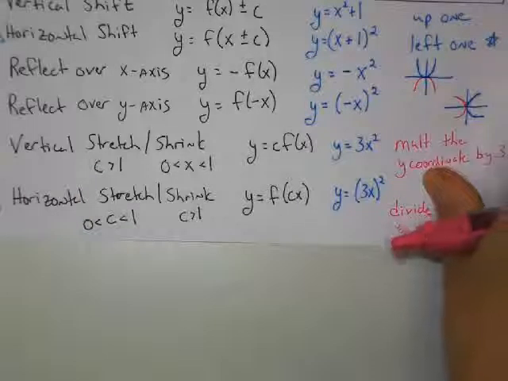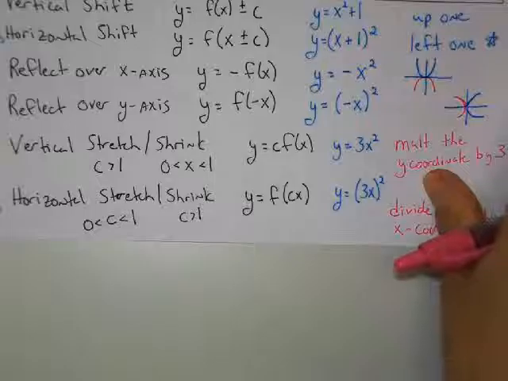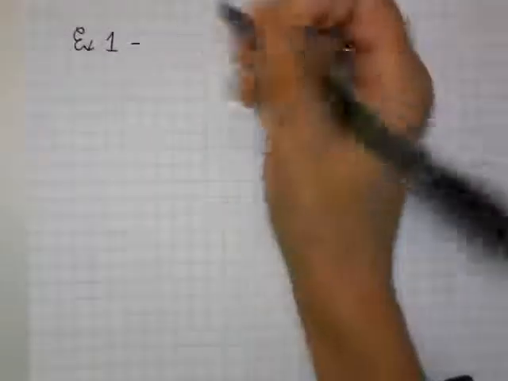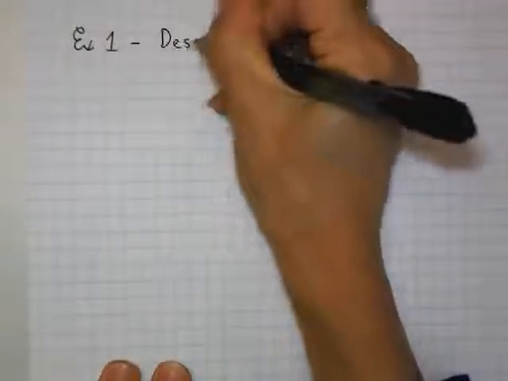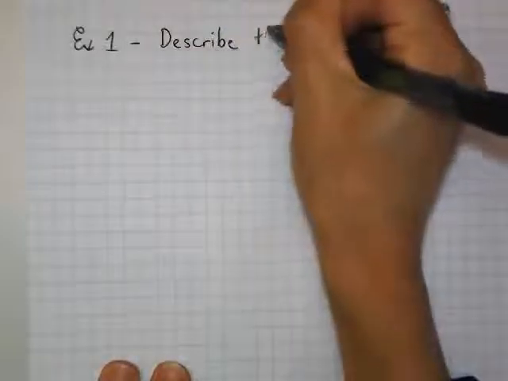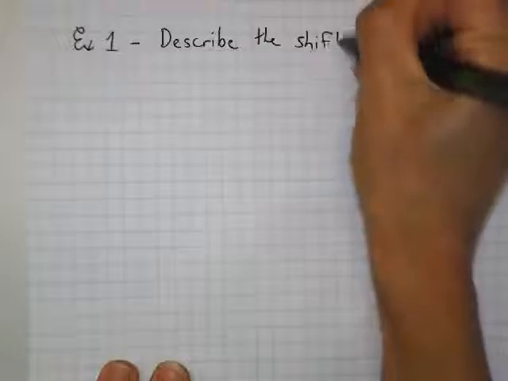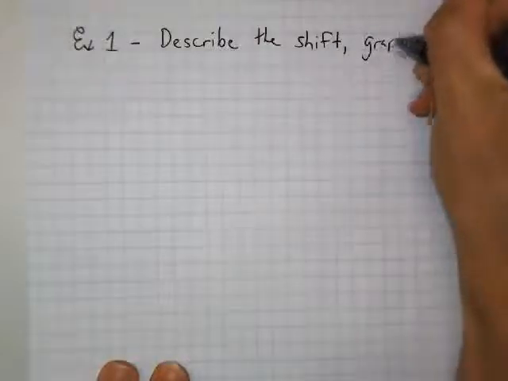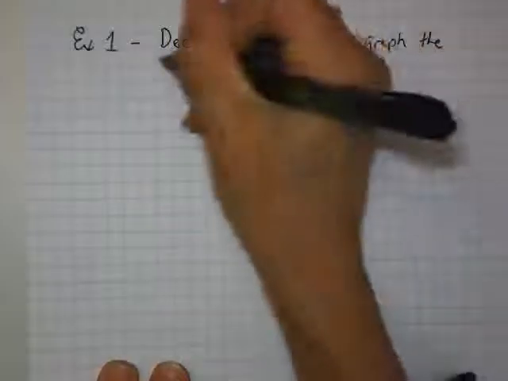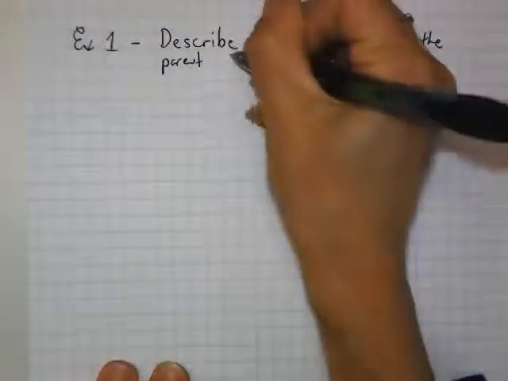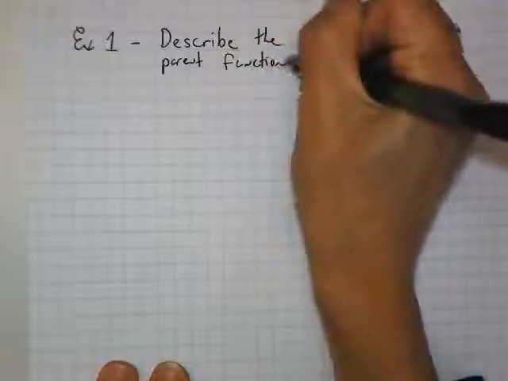Alright, so hopefully you got some graph paper handy. Go ahead and grab that. I'm going to grab mine. I want you to describe the shift, graph the parent function, and then graph the shifted function. Alright? Example 1. Describe the shift. Graph the parent function. And then the shifted function.